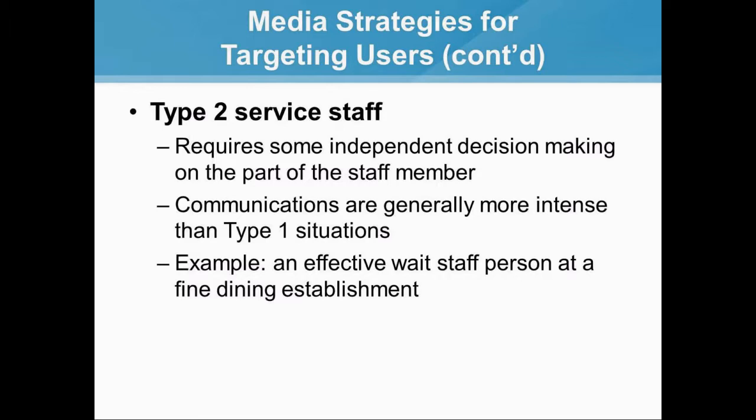Typical examples include frontline personnel at fast food restaurants or dry cleaners, and patient representatives whose job is to obtain and process insurance information. Type 2 service staff deal with numerous, often repeat customers in restricted interactions of somewhat longer duration. The information provided is mixed, partly simple and partly more complex, and requires some independent decision-making on the part of the staff member.